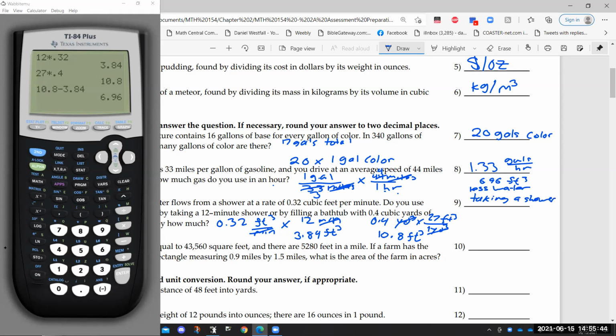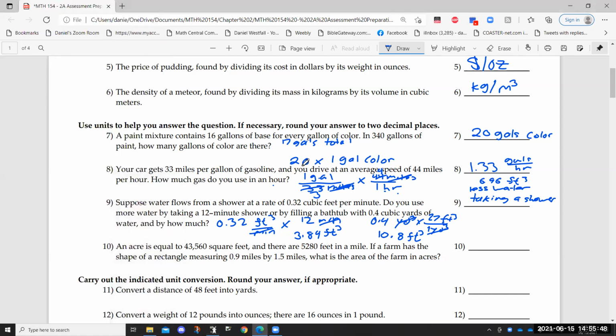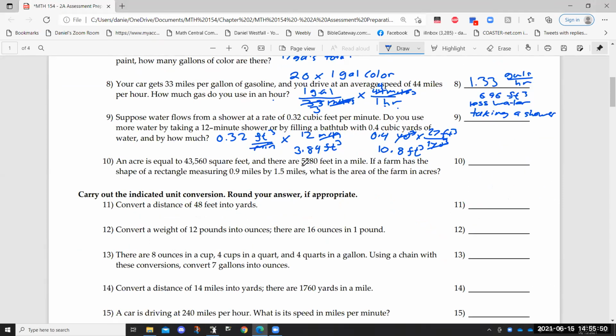Okay, so an acre is equal to, and then they give us the unit of conversion there. There's 5,280 feet in a mile. Farm is rectangular.